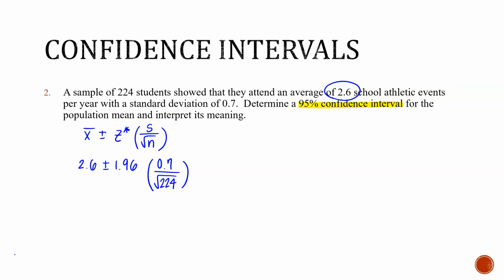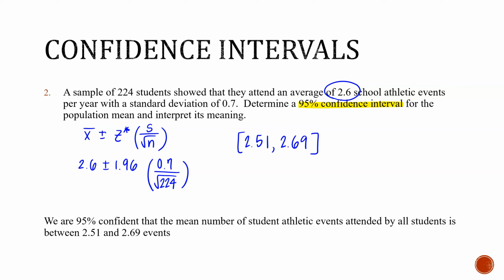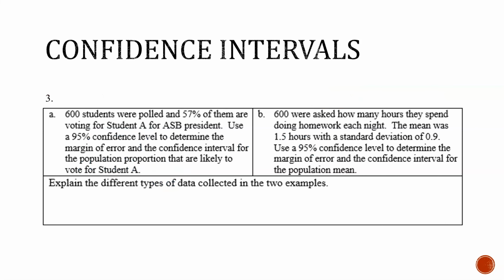Rounded to the nearest hundredth place, I find a confidence interval of 2.51 to 2.69. Therefore, we are 95% confident that the mean number of student athletic events attended by all students is between 2.51 and 2.69 events. In number 3, we have 2 different ways that data was collected.